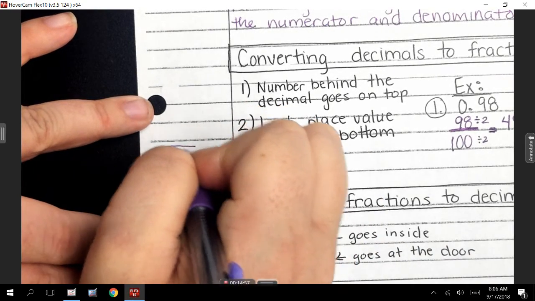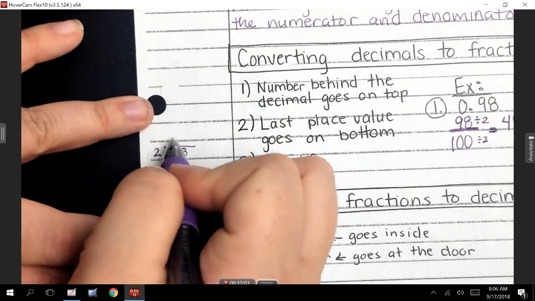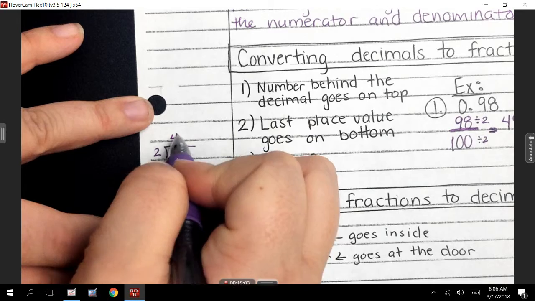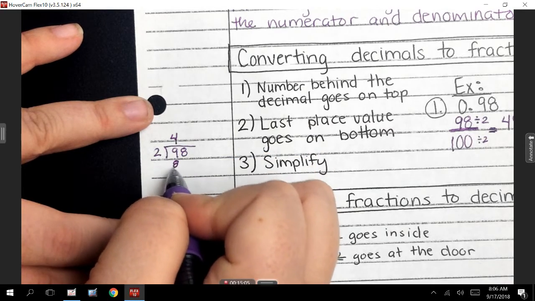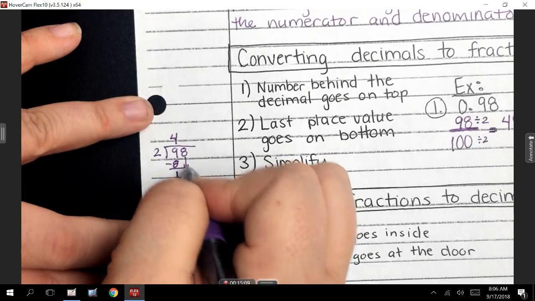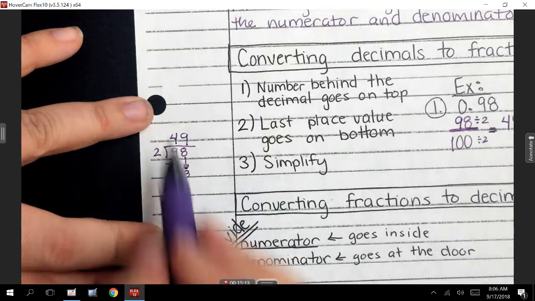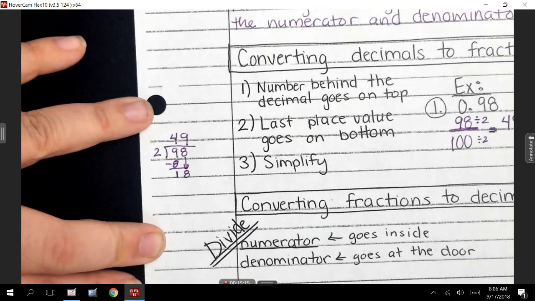If you need to, you can go over to the side and do 2 into 98. See how I'm working that out over here? 2 goes into 9 4 times. 4 times 2 is 8. When I subtract, you see that's the one that I was talking about that ends up in front of the 8. So now 2 goes into 18 9. So that's where I'm getting that 49.